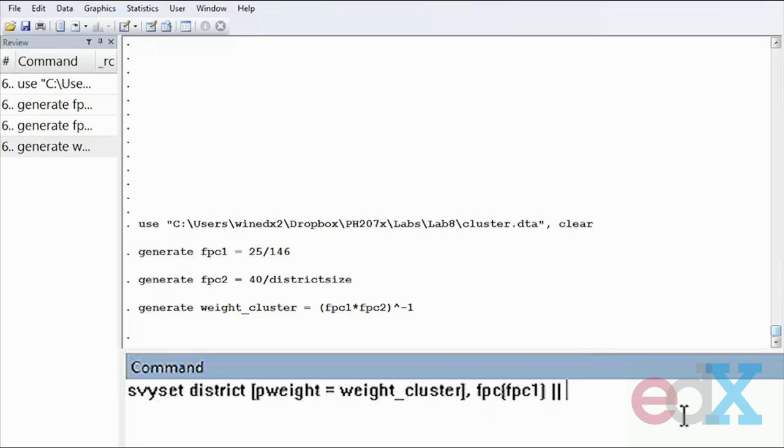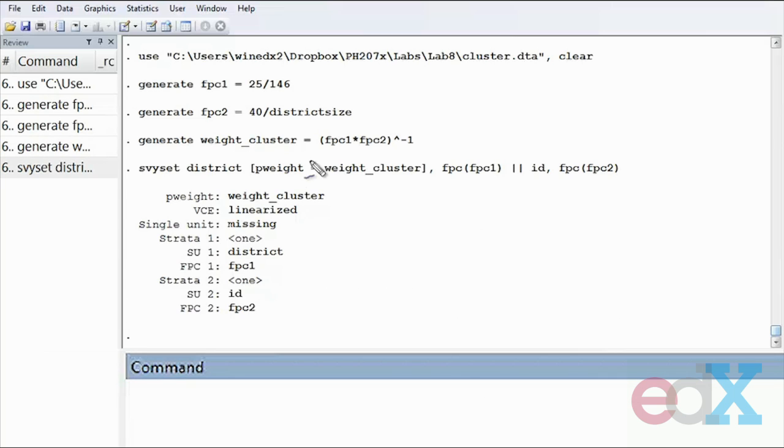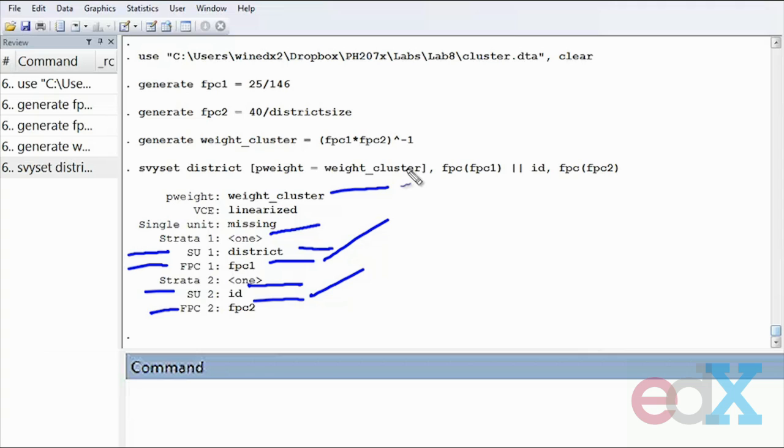The next stage is we sample people within districts. So after the double bars, put the identifier for the people in your survey data, which is ID. And then if you want to specify a finite population correction, we would say FPC parentheses FPC2. And now you survey set your data. What you see now is that we don't have any strata in our population, but it tells us what the sampling units are. The first sampling unit is district, and we have a finite population correction associated with that. The second sampling unit is ID, and there's another finite population correction associated with that. So it's taking into account the fact that we have both a finite number of districts and a finite number of people within districts. And it also has our survey weights taken into account up here.